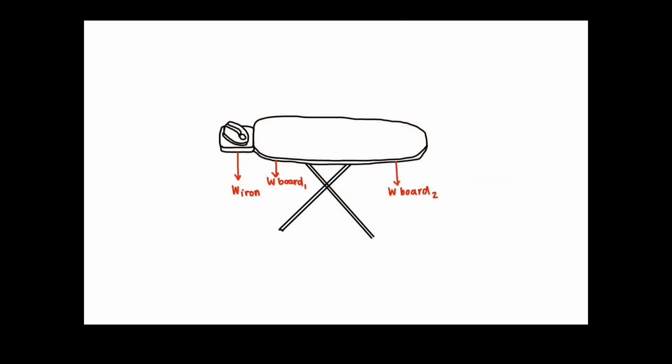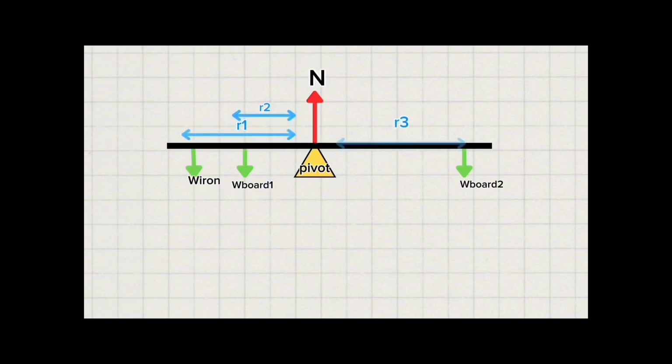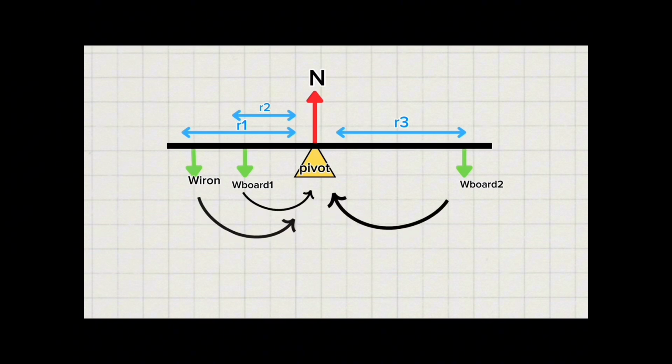So let's take a look at the free body diagram. The forces that act on the ironing board are the weight forces, here W board 1 and W board 2. In this case, since the iron is on the ironing board, we have to include the weight of the iron. There is also a normal force acting upward at the pivot. We know that R is the distance between the force and the pivot. The distance between the weight of the iron and the pivot is R1, W board 1 is R2, W board 2 is R3.